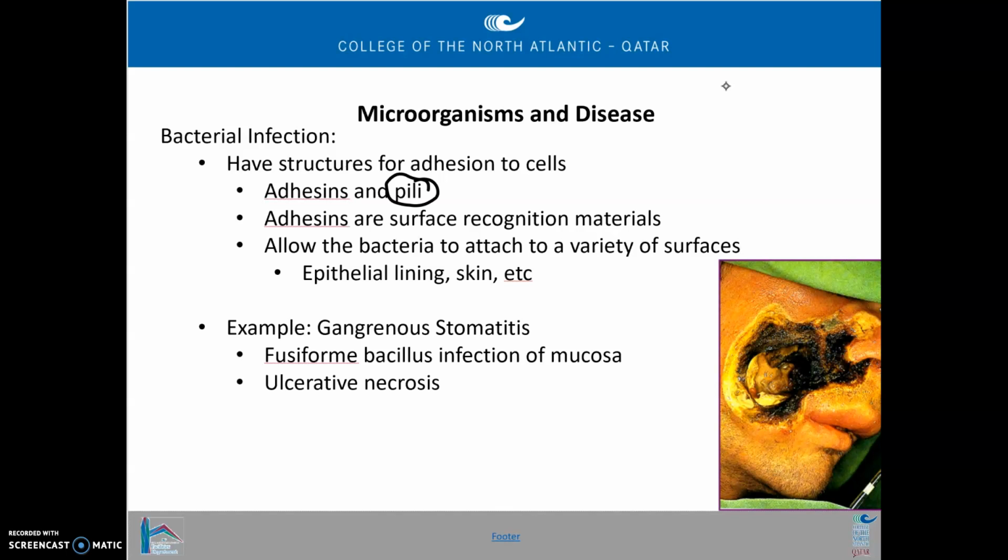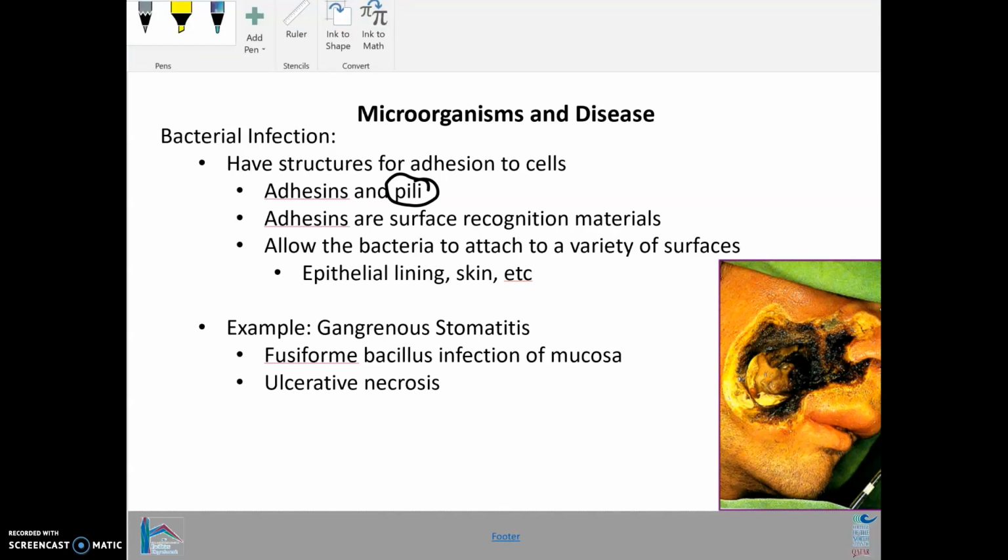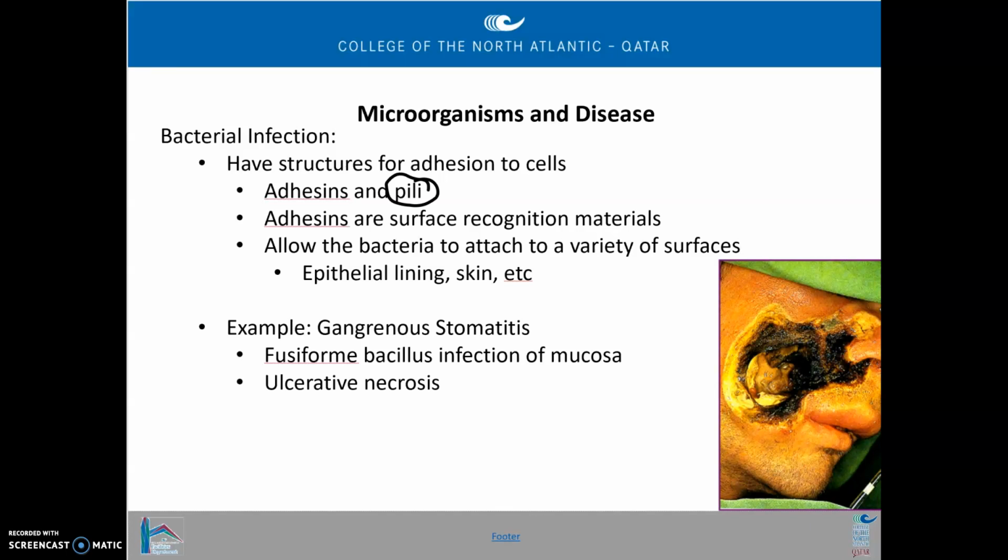And if you look at the picture there on the side, it's a pretty nasty infection called gangrenous stomatitis. It's a bacterial infection. In this case, the poor guy's got it in his cheek, and I think actually the bacteria has infected the mucosa, and it's caused ulcerative necrosis. So necrosis means death of the tissue, and it looks like you can actually see in through his cheek into the buccal cavity. So that's a pretty serious infection.